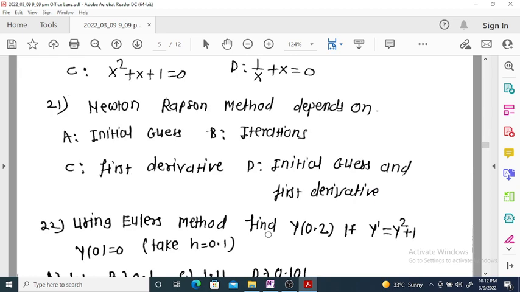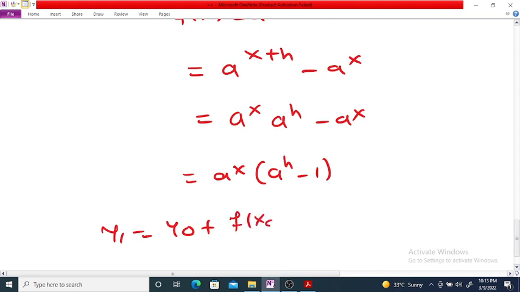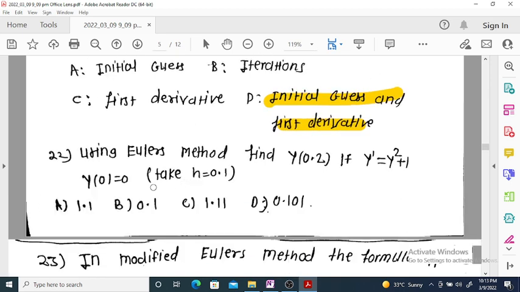Newton-Raphson method depends on the initial guess, iterations, and first derivative. What is the Newton-Raphson formula? The formula is x1 is equal to x0 minus f of x0 divided by f dash of x0. So the value depends on the initial guess as well as the first derivative.